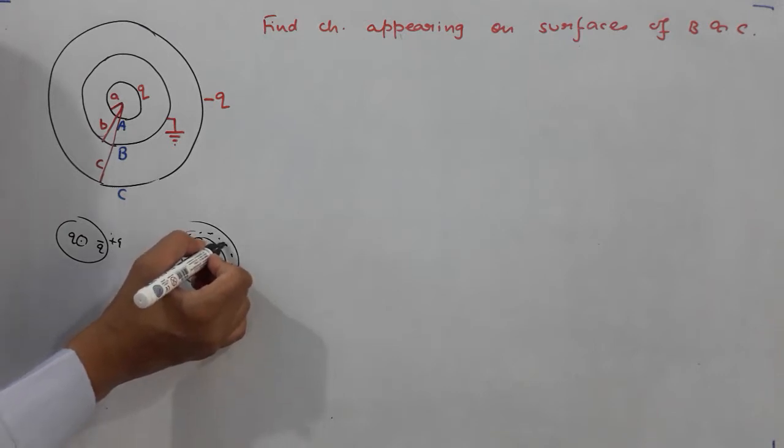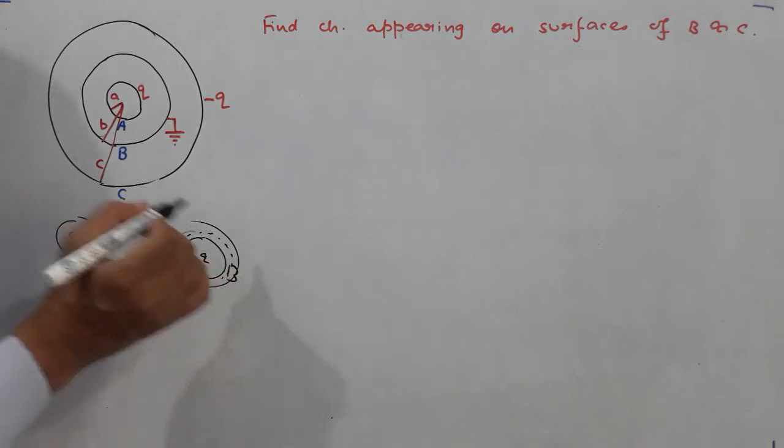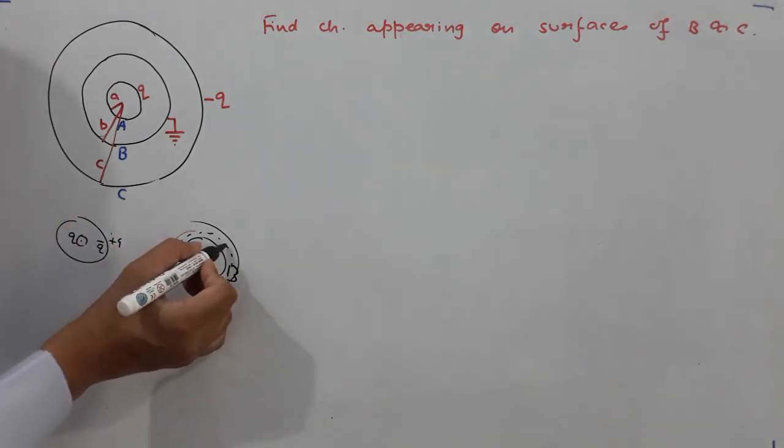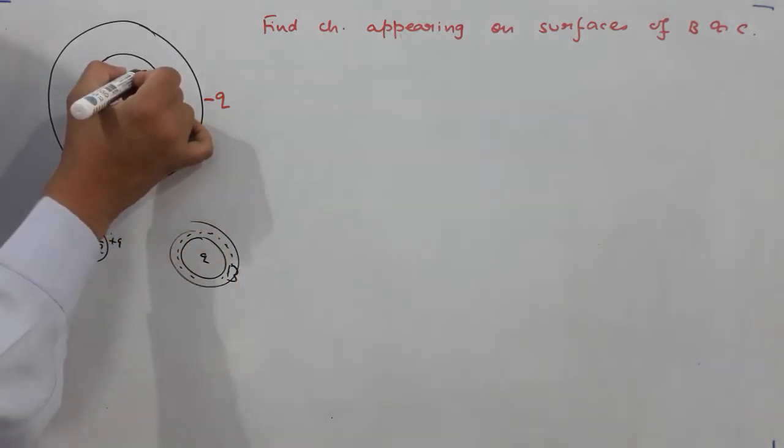Therefore the flux through it must be 0, because electric field at all these points must be 0. This suggests that the Q in must be 0. So if this is Q, the inner surface must develop how much charge? Minus Q. Understand the logic carefully.